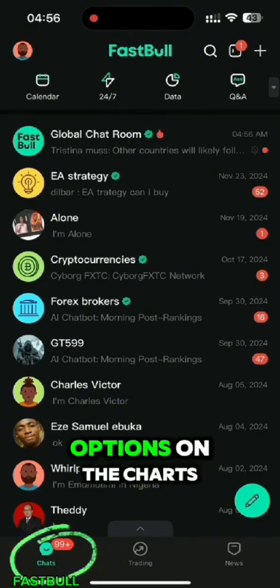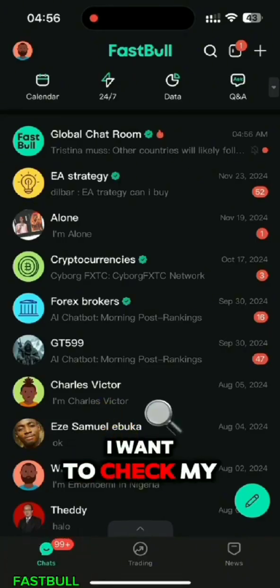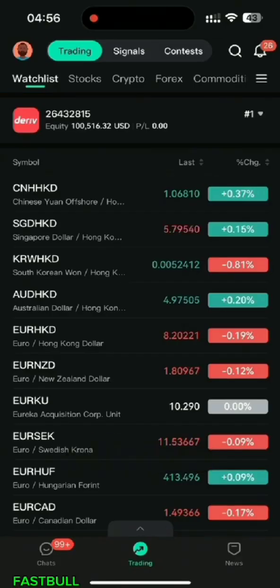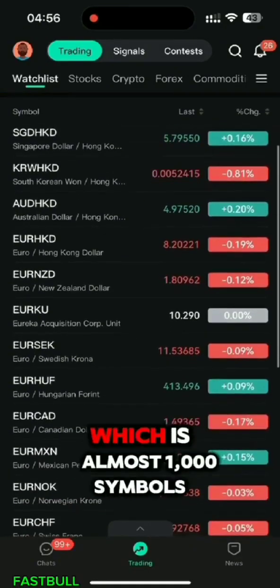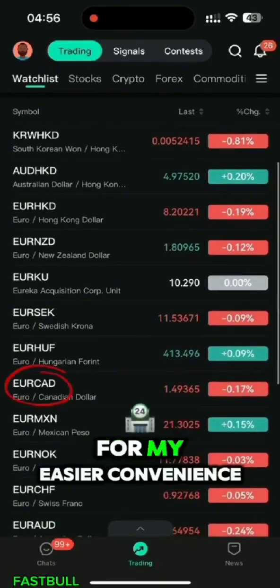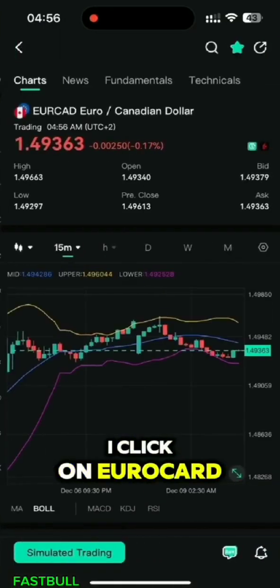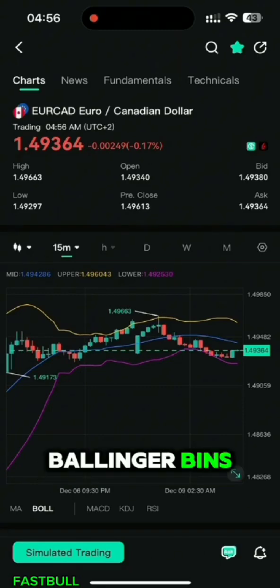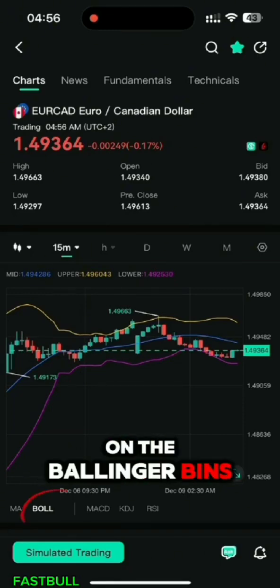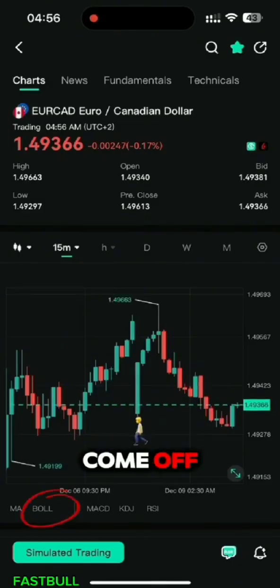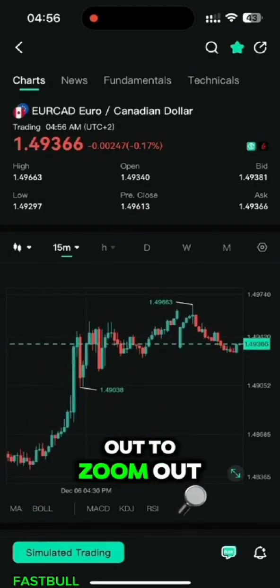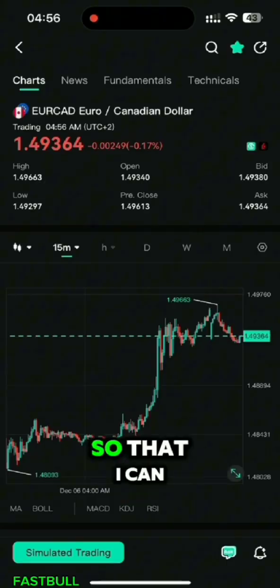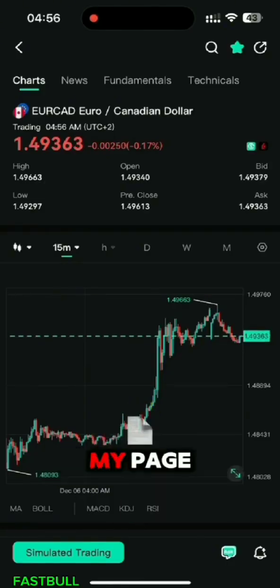So back to our options on the charts, I want to check my trading activities. So I'll slide over to that trading bar over there. There it will give me my watch list, which is almost 1,000 symbols for my easier convenience. I click on Euro card over there, it takes me directly to the chart. And since I don't want the Bollinger Bands, I'll simply click on the Bollinger Bands and then it will come off. And then I pinch out to zoom out so that I can see which pattern this is, so that I can have a clear analysis on my page.